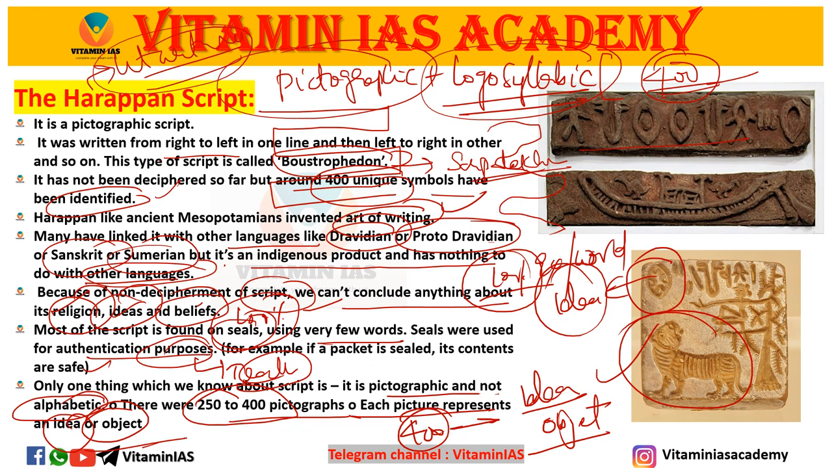Most of the script was on the seals. You can see on the seal we have each and every symbol. It is a seal. You can see here, this is one symbol, one logo, and it denotes one idea or one object.